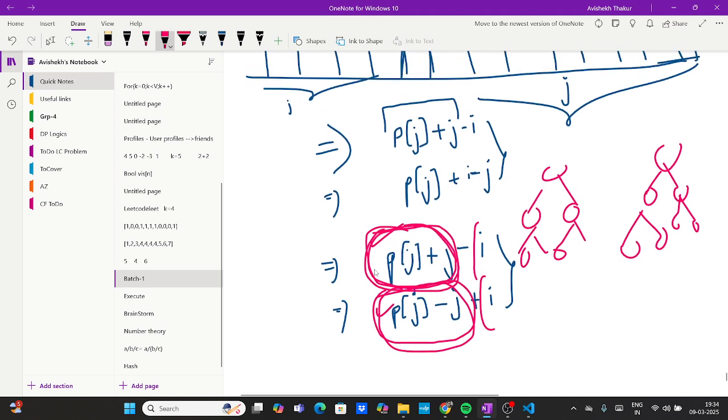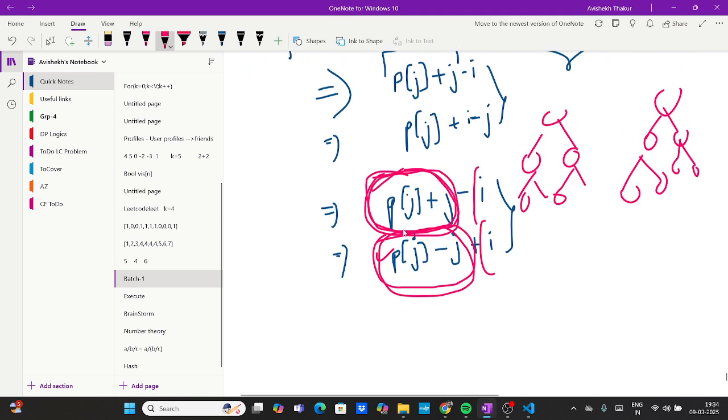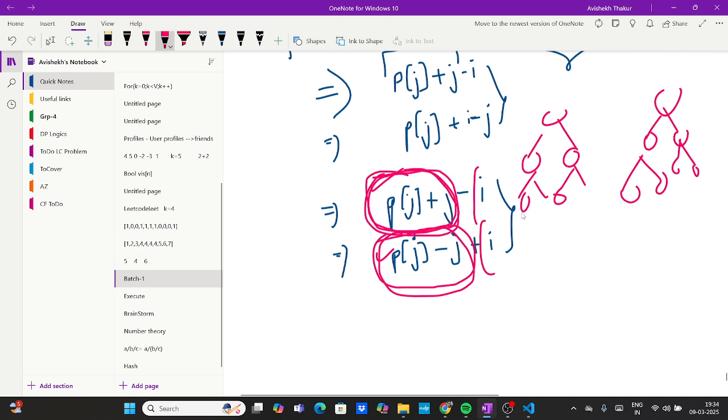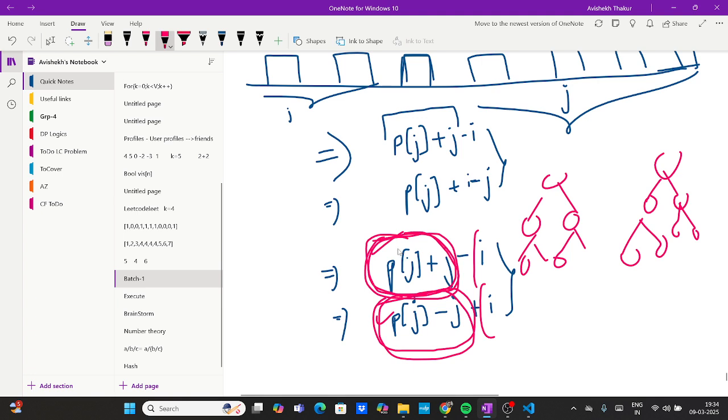Right. So the brute force was what? You were trying to iterate on all the j's. Instead of iterating on all the j's, if I can maintain a segment tree which can tell me the least value of p of j plus j and the least value of p of j minus j, I can just add minus i and plus i, and among them, which is giving me the minimum answer, I am done.